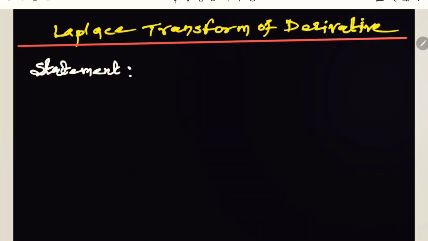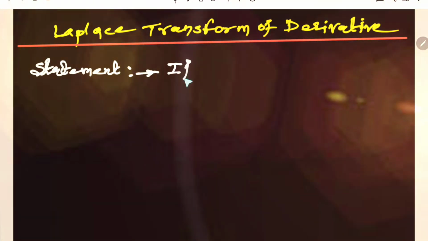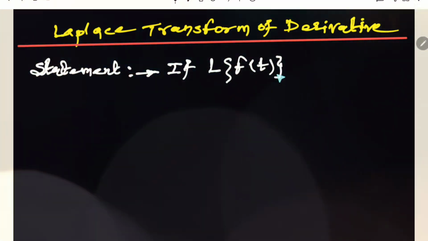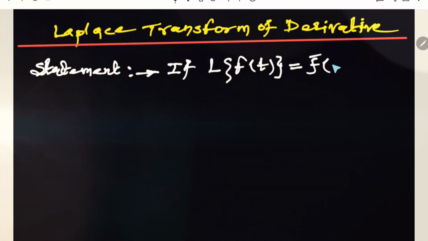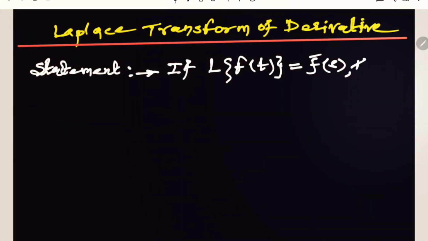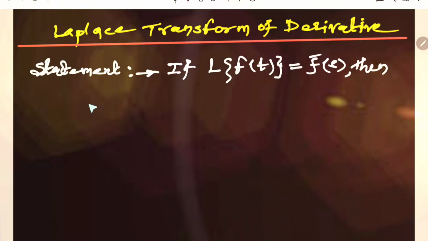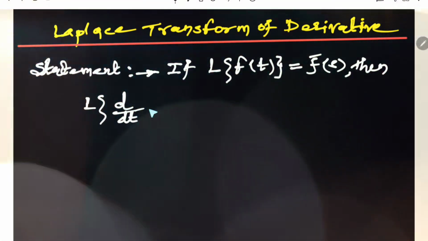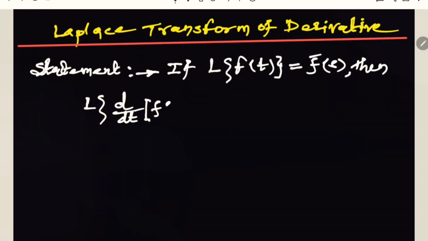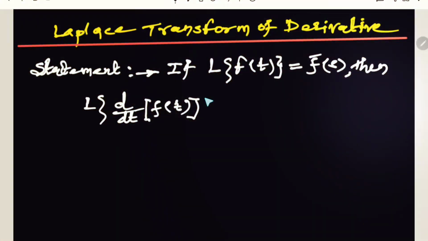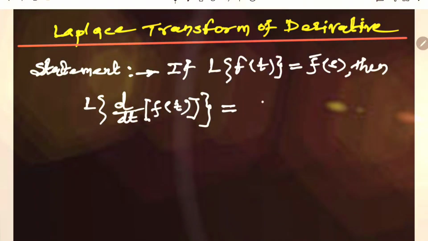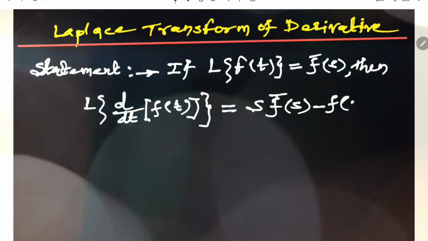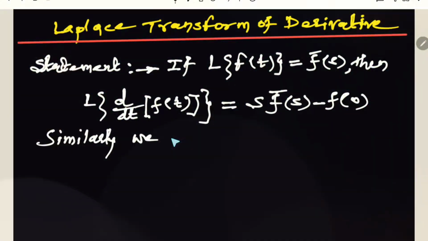Statement is like this. If Laplace of f of t is equal to f bar of s, that is given or we can obtain it, then Laplace transform of d by dt of f of t, means Laplace of derivative of f of t, is equal to s into f bar of s minus f of 0. What is f bar of s? F bar of s is the Laplace of that given function f of t. F of 0 is the value of the function at t equals 0.